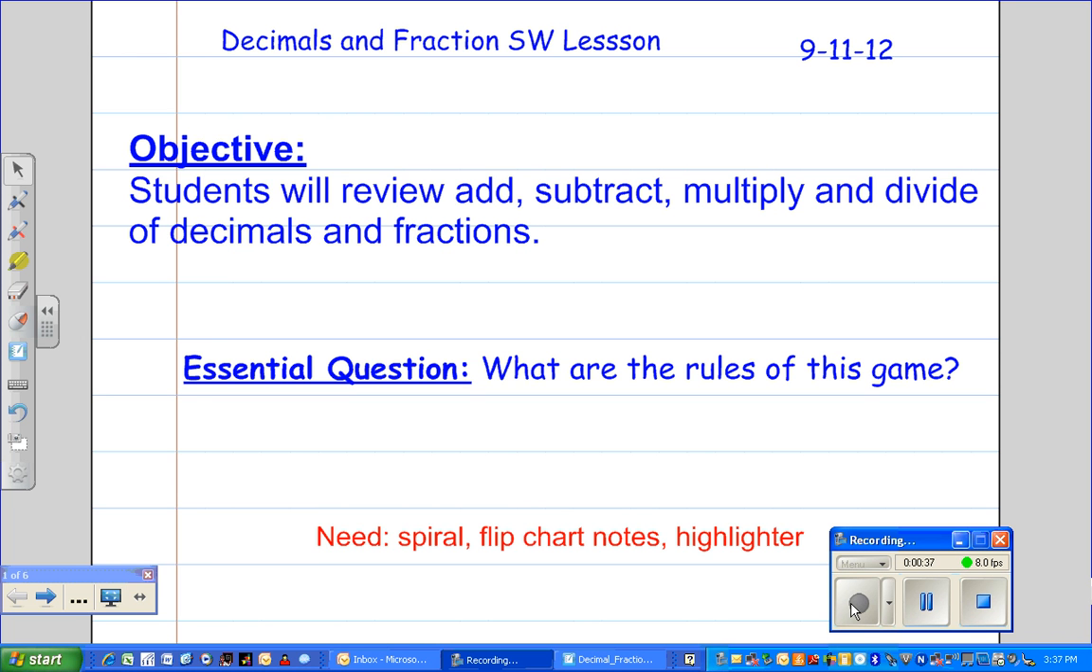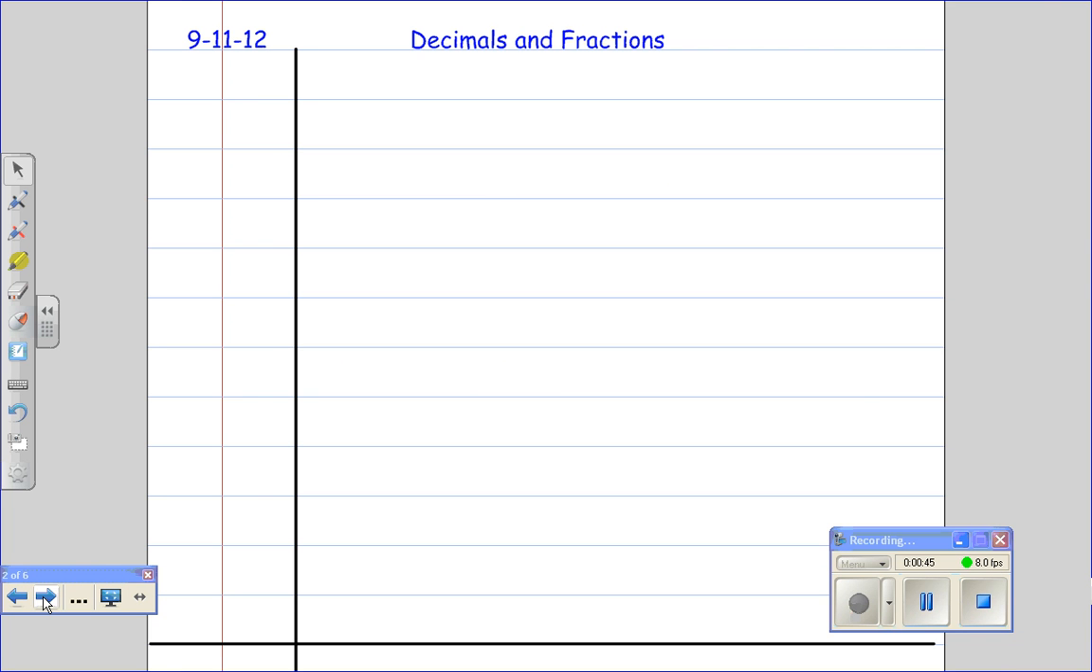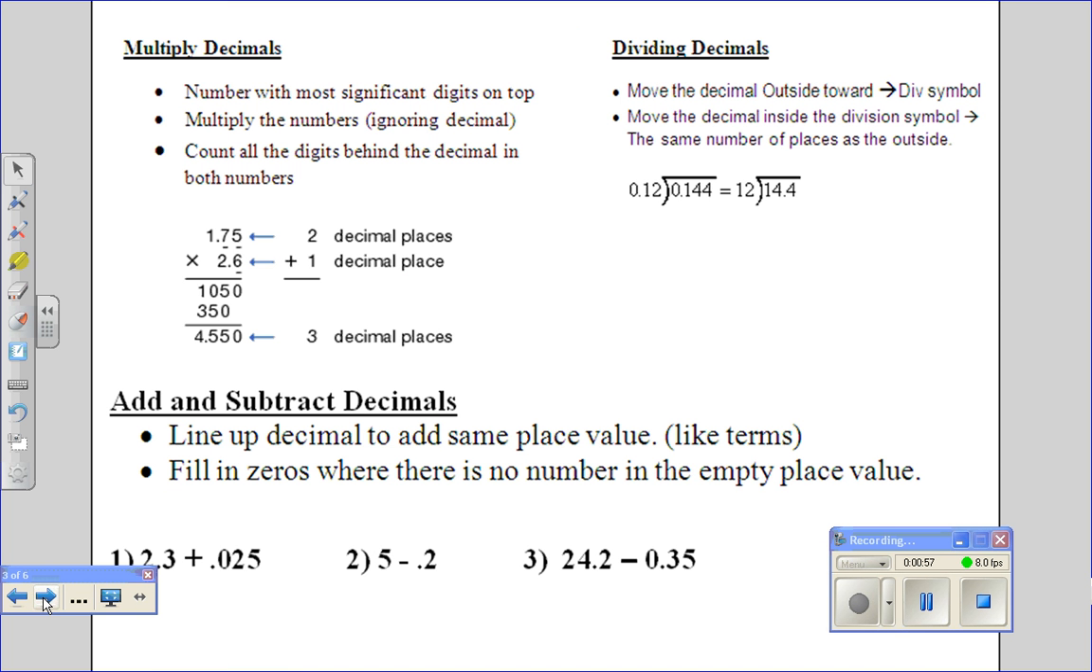All right, so what you need is your spiral, your flip chart notes, and a highlighter, of course. You need to get those items before you continue. Then you need to set your spiral up using your Cornell note method style with the date and the title. So pause the video if you need to set that up. And then we're going to get started with our decimals.